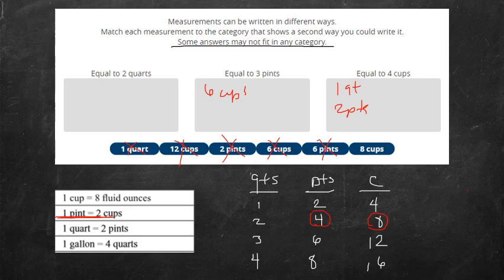Okay? Now, does 8 cups equal 2 quarts? Yes, because based on my chart, 8 cups is 4 pints, and 2 quarts. So I would put 8 cups in the box that says 2 quarts. And we're done.